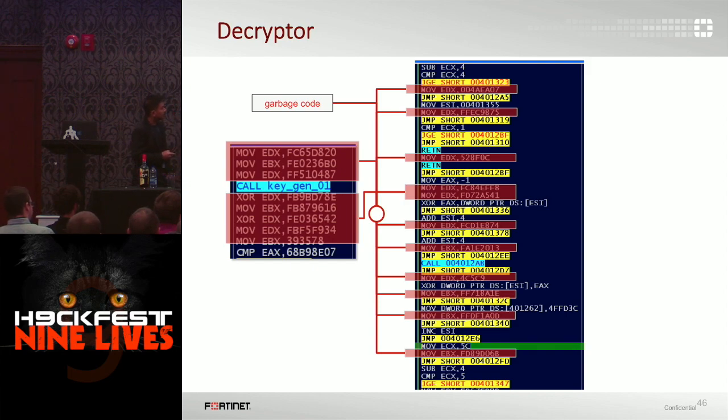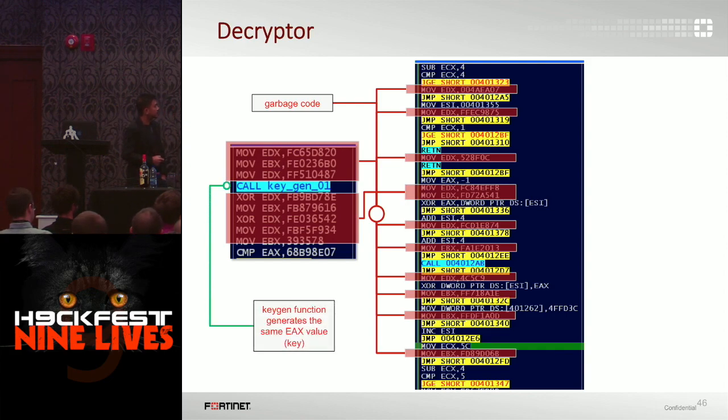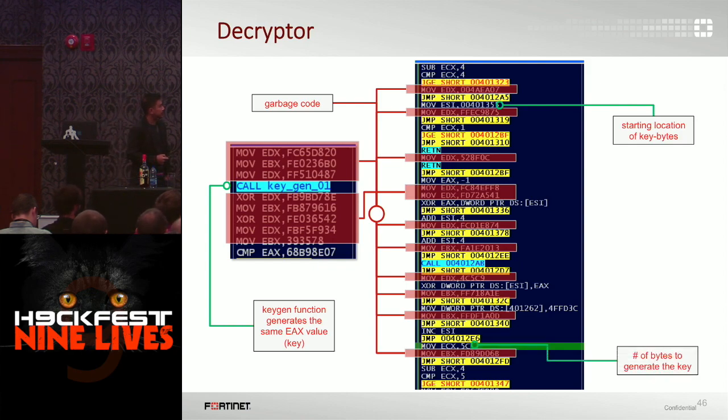The red ones are actually the garbage code. You don't need them, okay. They change too, so if you're making a signature detection for that, you won't be able to. You have to skip those things. There is the keygen function which generates the EAX, which is the key, and then there is your starting location of the decryption. If you want to decrypt, you can follow this. You can dump it to your OllyDbg, follow those bytes, and it will be decrypted.